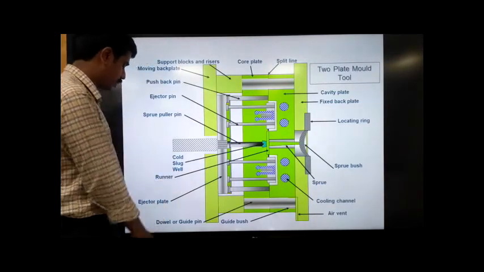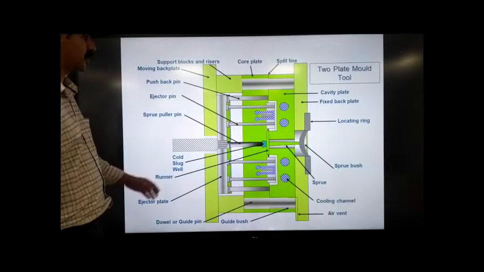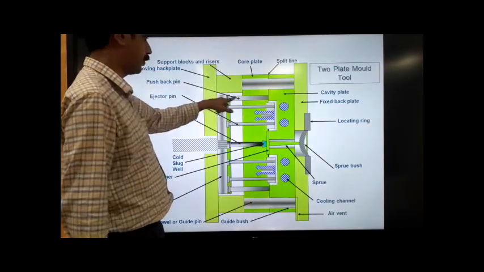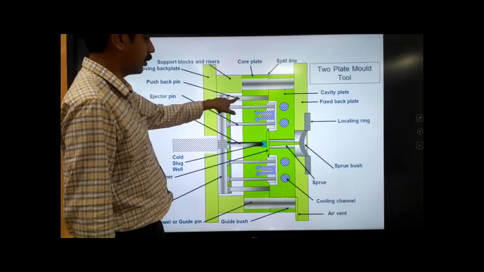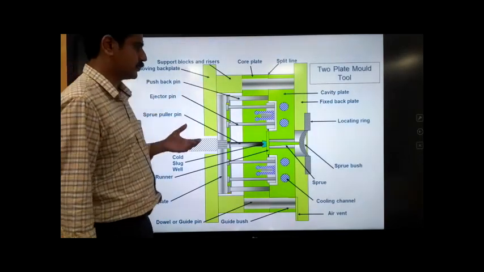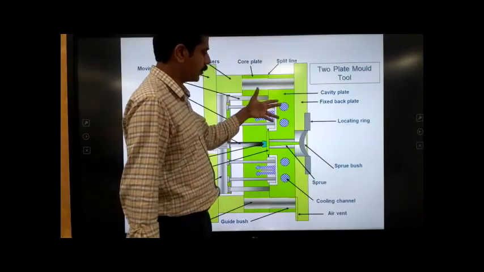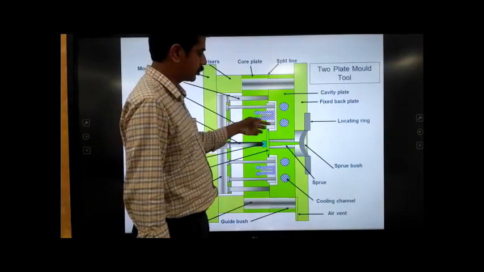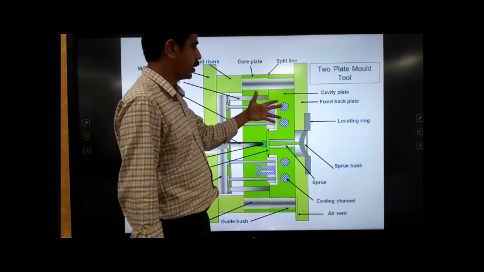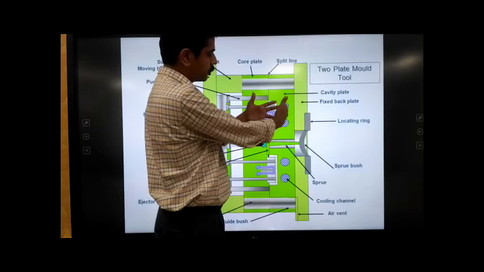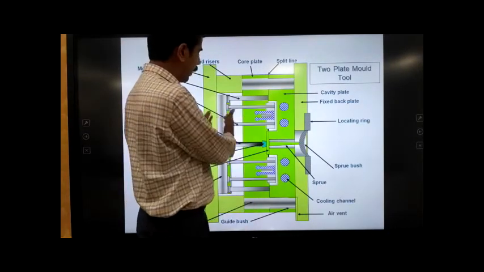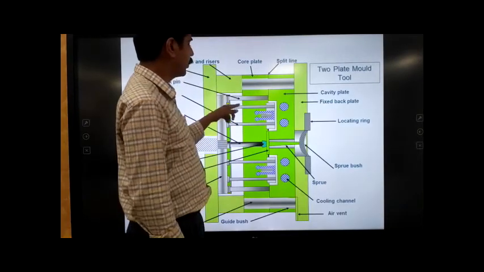Now we have some associated parts, which we'll discuss in detail. But along with this ejector pin, we have a pushback pin, and its function is very important. When the molding operation is over and the ejection is done, the pin is out of the core. This pin should be brought back to its original condition, back into the ejector grid. And for that, we have this.